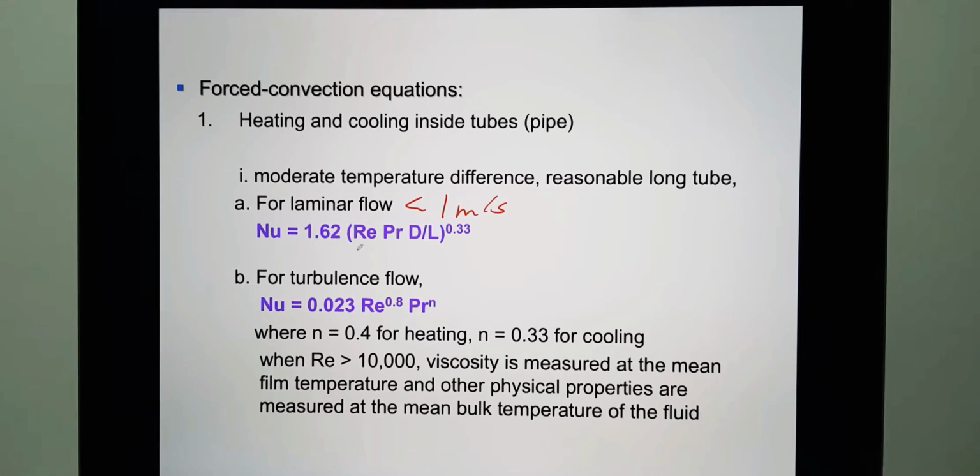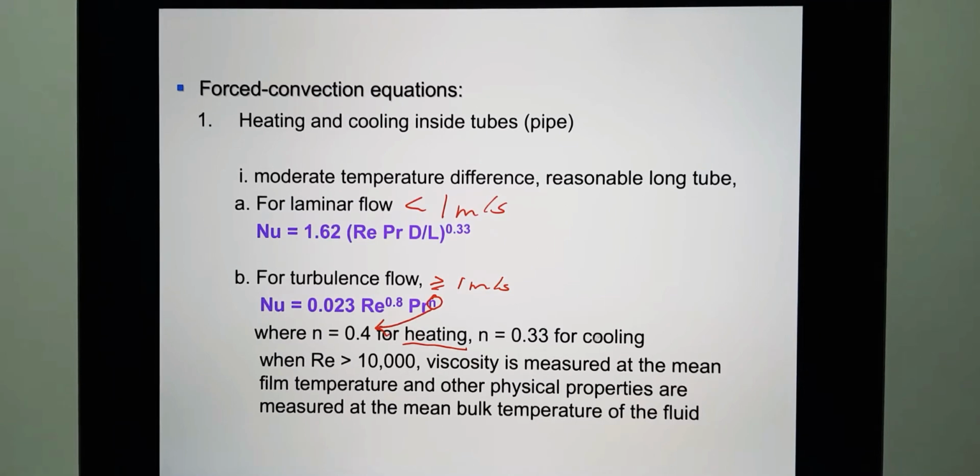Nusselt equals 1.62 times Reynolds times Prandtl times diameter over length, to the power of 0.33. But if the flow of the fluid is greater or equal to 1 meter per second, then you need to use this equation: Nusselt equals 0.023 Reynolds to the power of 0.8 times Prandtl to the power of n. And this n depends on the process involved for the fluid that we are working with. If the process is a heating process, then you need to replace the n with 0.4.